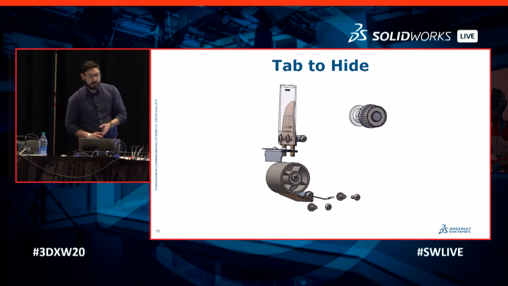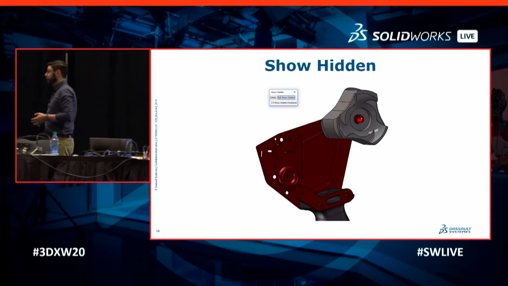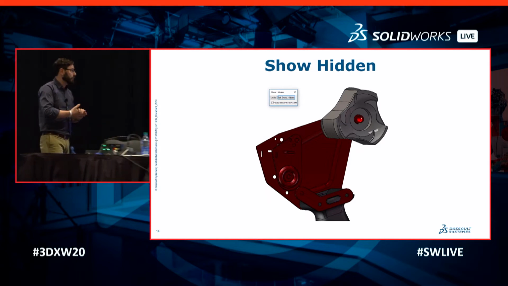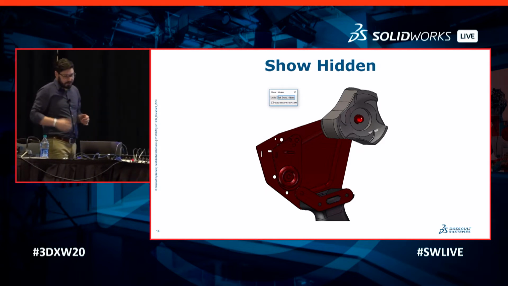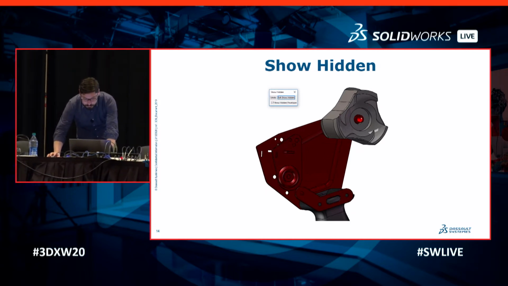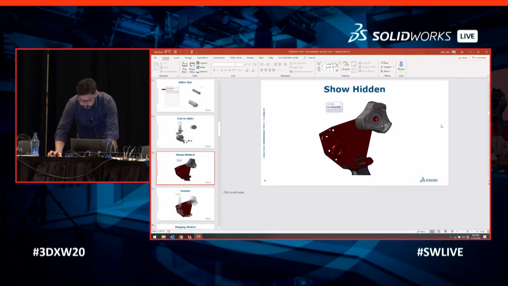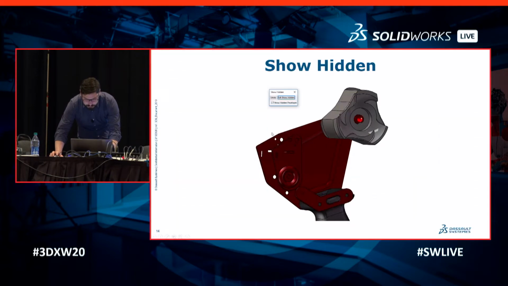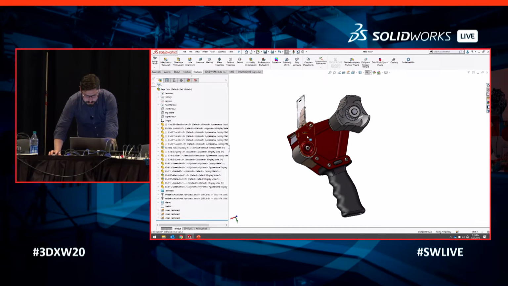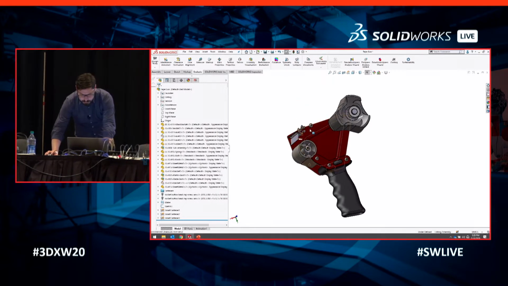All right. The other one that's really cool is show hidden. Bringing back components can be a little bit tricky and difficult as well. So what I want to go through here is show hidden. We'll hop over to SOLIDWORKS. And let's say I've hidden a bunch of components. All right, so we've got these all hidden.